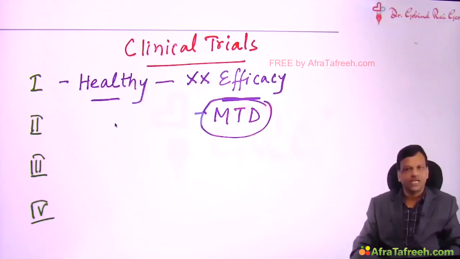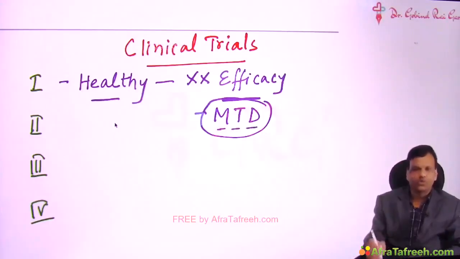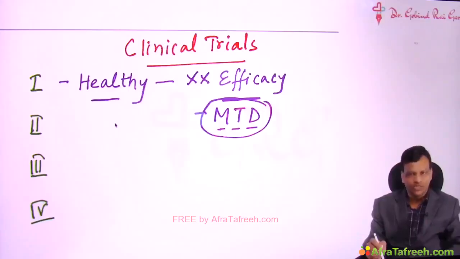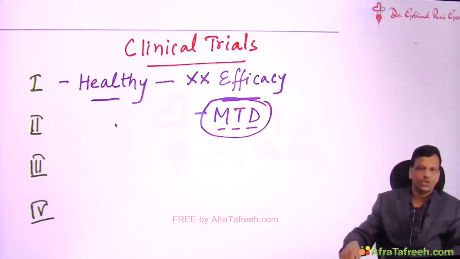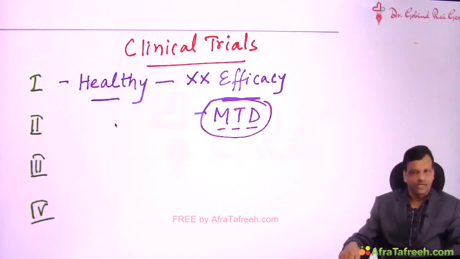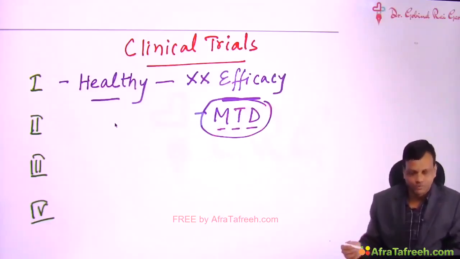In this manner, we keep on increasing the dose and we stop at the dose where intolerable side effects come. The dose which is lesser than that is called the maximum tolerable dose. As the name tells, it is the maximum dose that can be tolerated by humans. So the main aim of phase 1 clinical trials is to know the maximum tolerable dose of a drug.